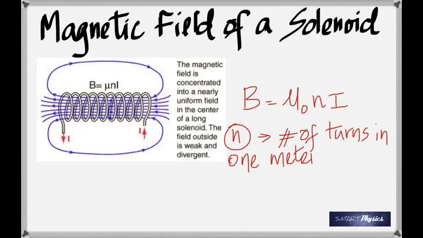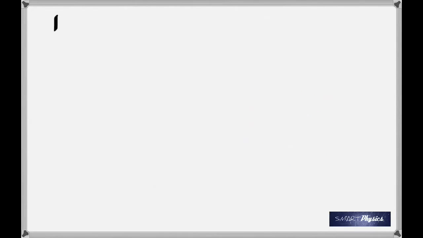And the magnetic field set up has a pole which is south if the current appears to be clockwise when looking at that end, and north if the current appears to be counterclockwise when looking at it from the other end.